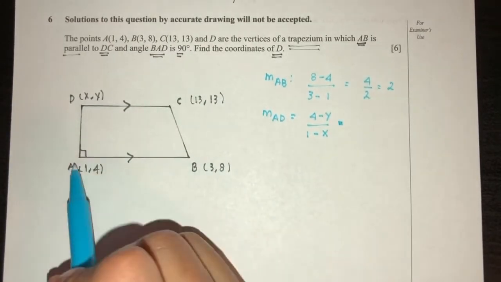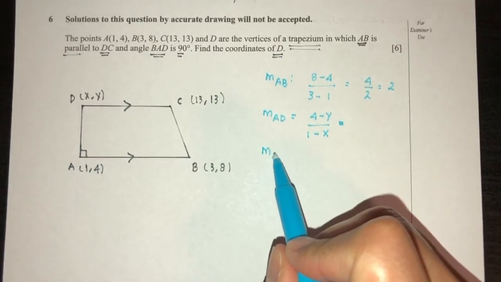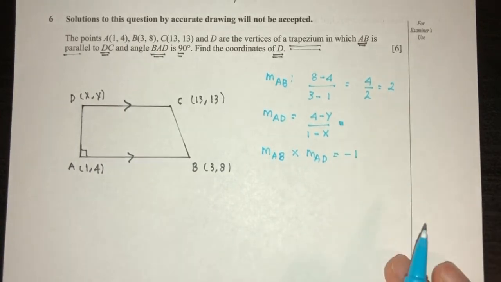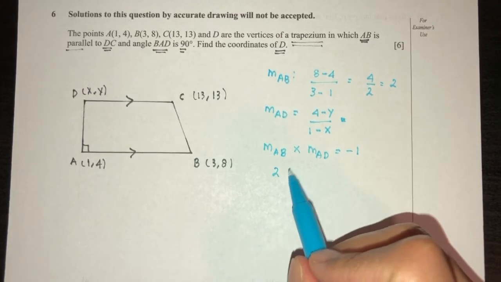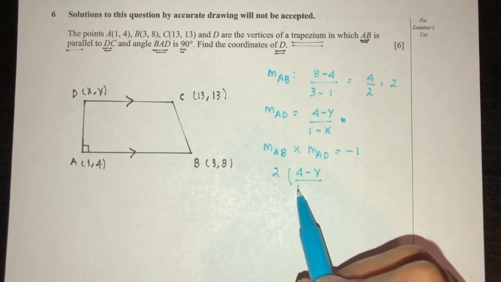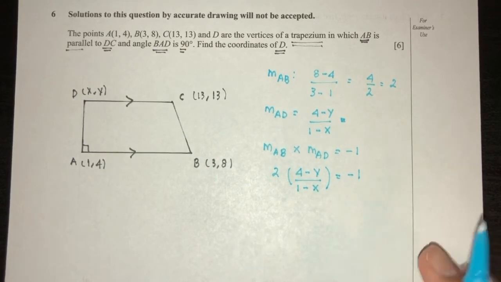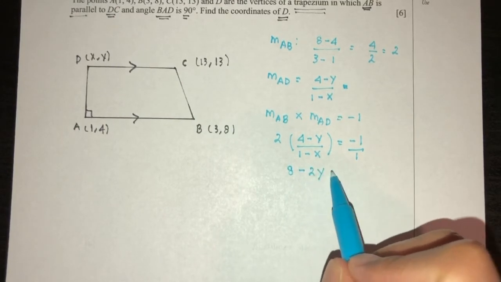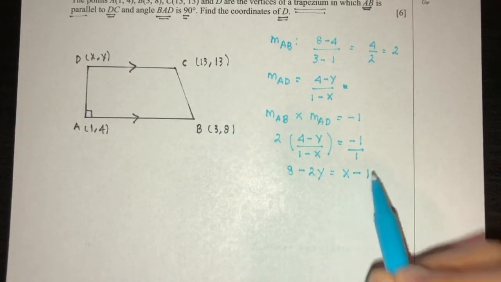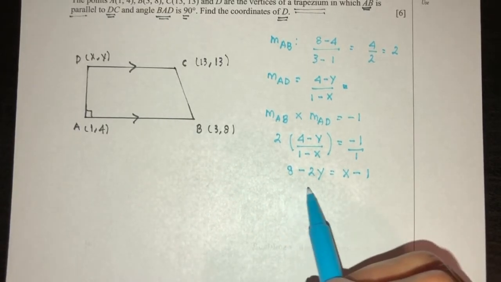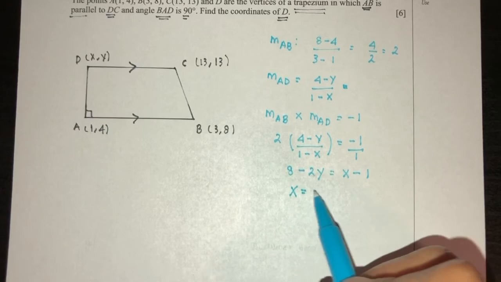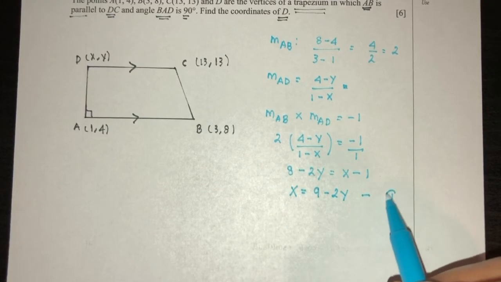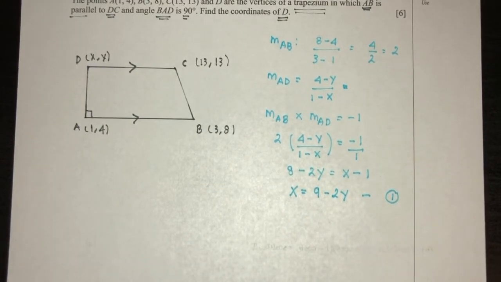Now something we know is that because it is perpendicular, the product of their gradients has to give you the value of -1. So we can form an equation. 2 times 4 minus y over 1 minus x has to be -1. So solve this, cross multiply, you will have 8 minus 2y is equal to x minus 1. Let's make x the subject, so x will be 9 minus 2y. This is your first equation based on this information. Now what else can we find?